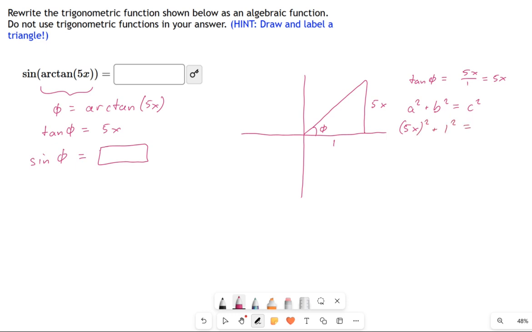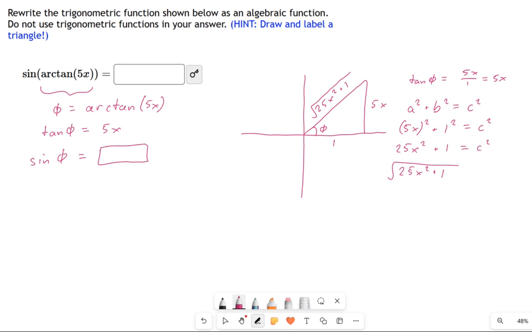5x squared plus 1 squared equals the hypotenuse squared. And this might be a common mistake right here. Make sure you square both the 5 and the x. So we get 25x squared plus 1 equals c squared. And then this becomes the square root of 25x squared plus 1. So that's my hypotenuse. It's this kind of ugly square root thing. So square root of 25x squared plus 1.